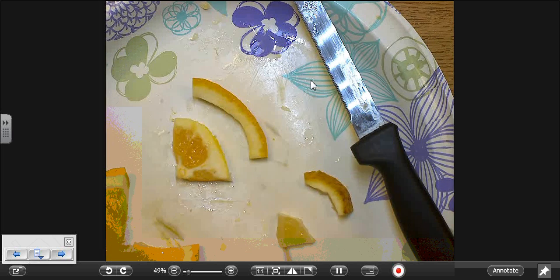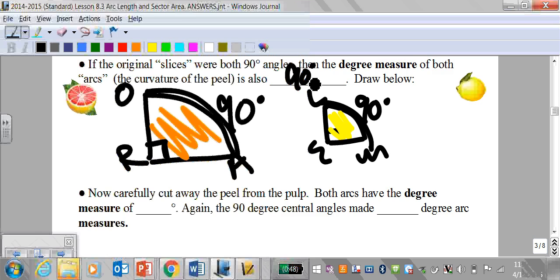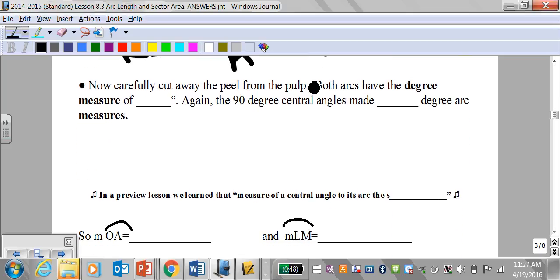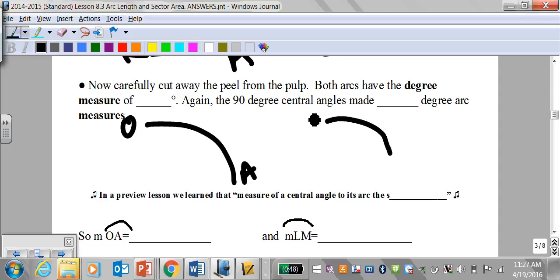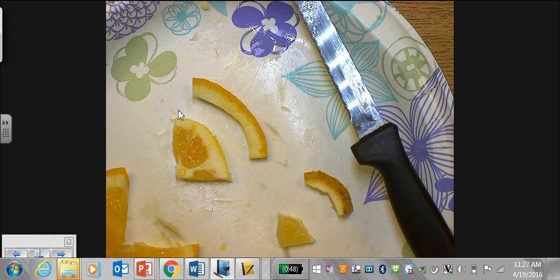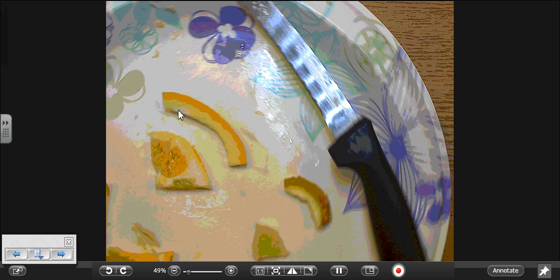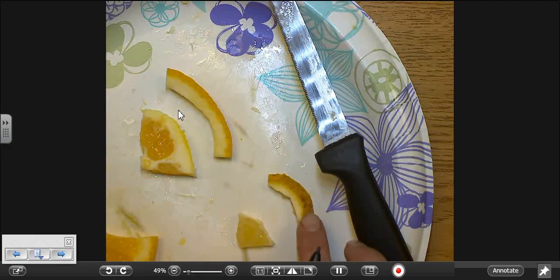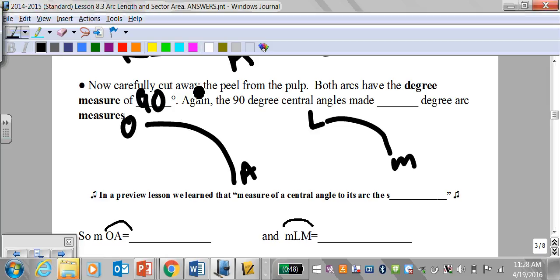Okay, ready? The rest of us, I want you to now draw your 2 eyebrows. Your 2 eyebrows look something like this. This is now arc OA and arc LM. This is being represented by the orange peel and by the lemon peel. You okay? So those are both still 90 degrees.